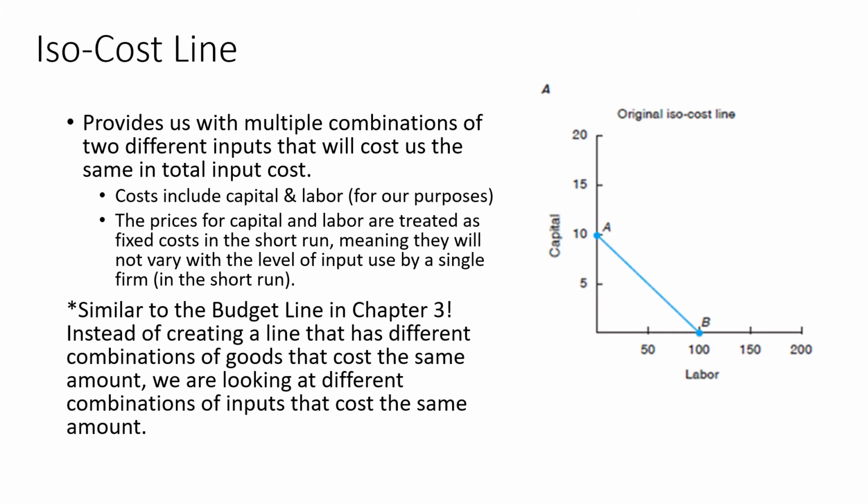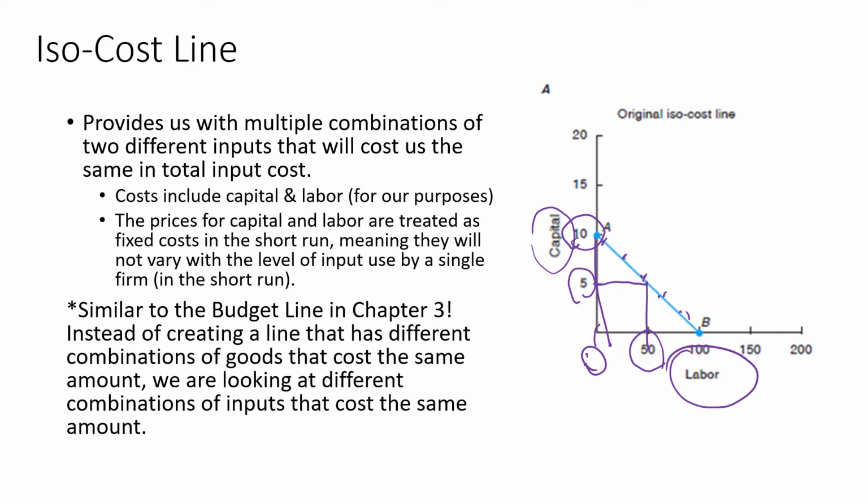So the ISO cost line is going to provide us all of the different combinations of 2 different inputs, capital and labor, that cost the same amount of money. The ISO cost line does not tell us how much we're producing with each of those combinations, but it's just telling us that, for instance, 5 units of capital and 50 units of labor costs the same as 10 units of capital and 0 units of labor. So every single point on this line costs the same amount of money.